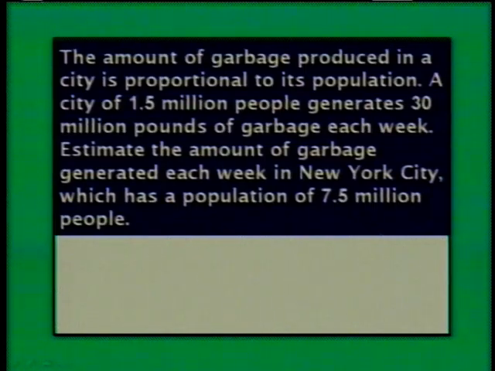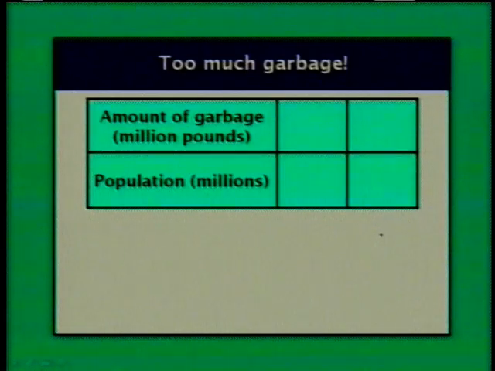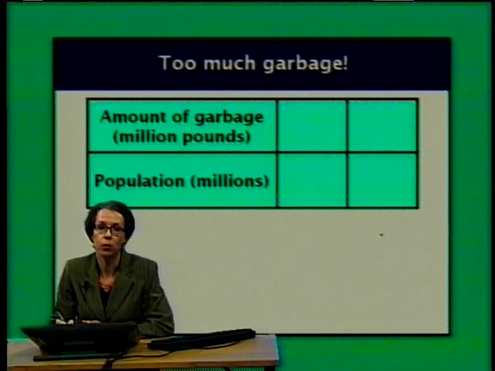The amount of garbage produced in a city is proportional to its population. A city of 1.5 million people generates 30 million pounds of garbage each week. Estimate the amount of garbage generated each week in New York City, which has a population of 7.5 million people. So here we're told that the amount of garbage produced is proportional to the population size. So we're definitely going to set up a proportion to solve this problem. So we're going to do the same thing.